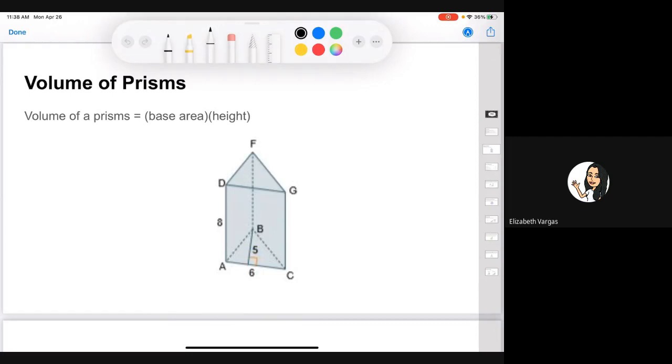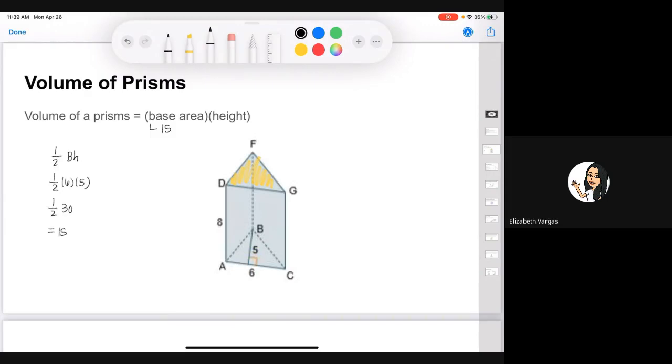So the first thing we're going to do is identify the area of the base. We notice here that our base is a triangle, and so we want to use the area equation for a triangle, which is 1/2 base times height. We have 1/2, our base is equal to 6, and our height is equal to 5. So that's 1/2 times 30, which is equal to 15. So that is our base area.